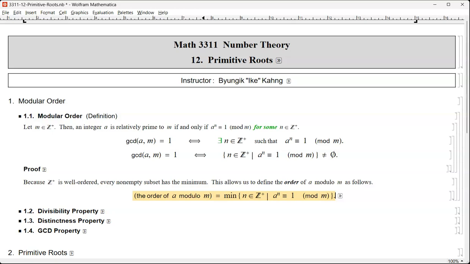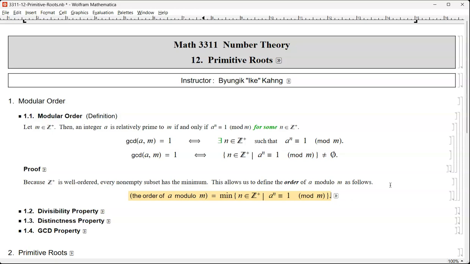Remember, the set of all positive integers, Z plus, is well ordered. So every non-empty subset of Z plus has the smallest element, a minimum. Consequently, this quantity, the order of a modulo m, is well defined if and only if the set is non-empty, which holds if and only if a and m are relatively prime. So, if a and m are relatively prime, then the order of a modulo m is well defined. Otherwise, if a and m are not relatively prime, then this quantity is not well defined. It doesn't exist.